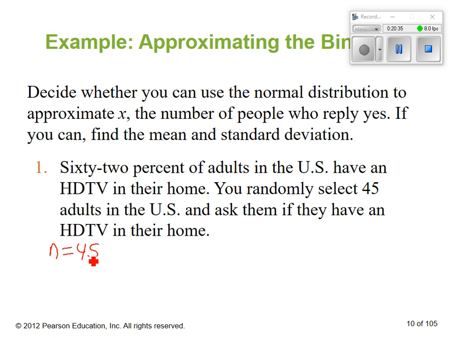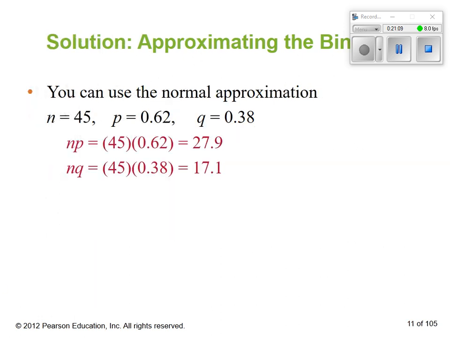So N equals 45. What's our probability? 62%. So 0.62. What's our Q then? 0.38. All we want to do, take the smaller of those two, P or Q, multiply it times 45. So what's 45 times 0.38? 17.1. Is that larger than 5? So will the approximation work? Yeah, and that's all we're looking at for this part.